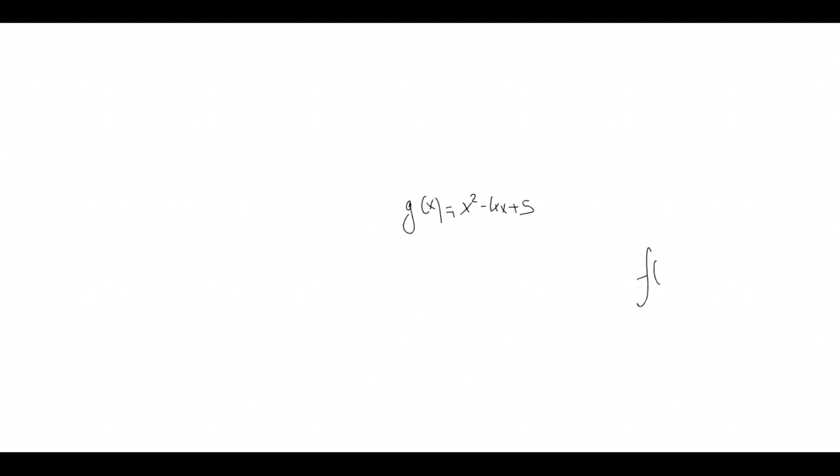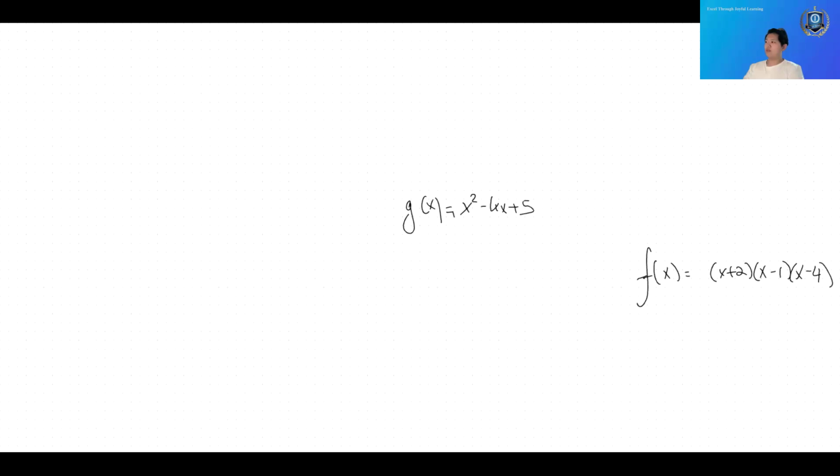And then we ask: state the value of k such that f(g(x)) equals 0 gives the maximum number of solutions possible. With this question, I know how to approach it. It's just when it comes to selecting the answer, I'm not quite sure how.